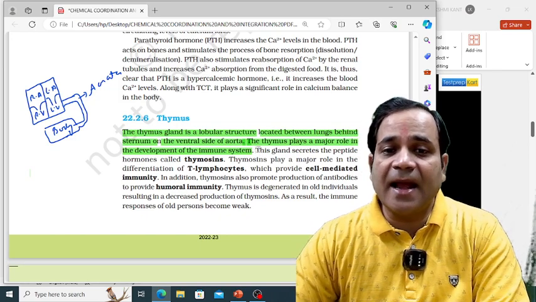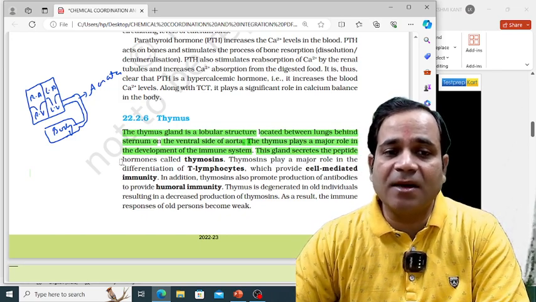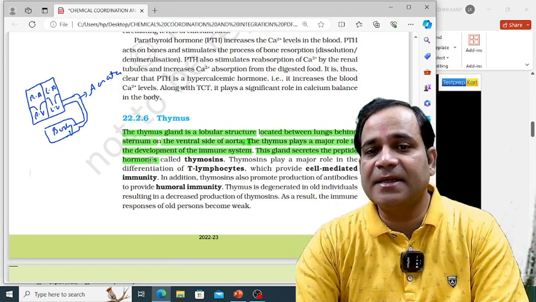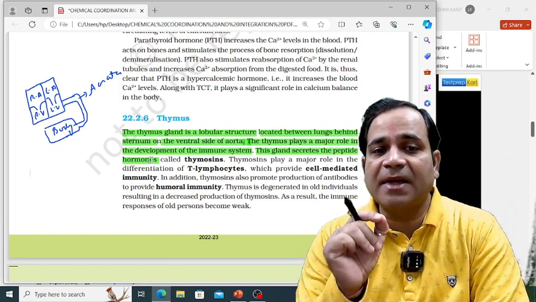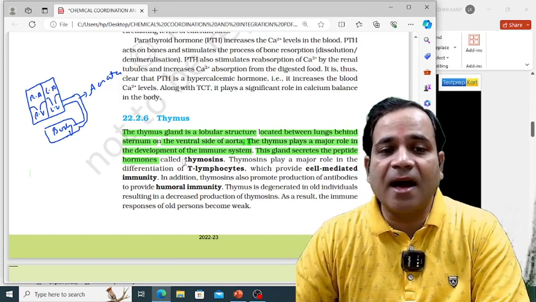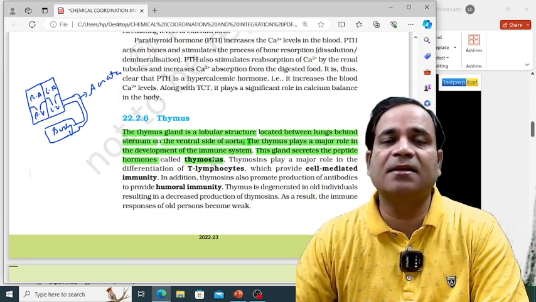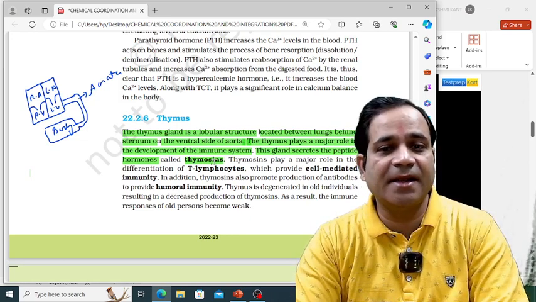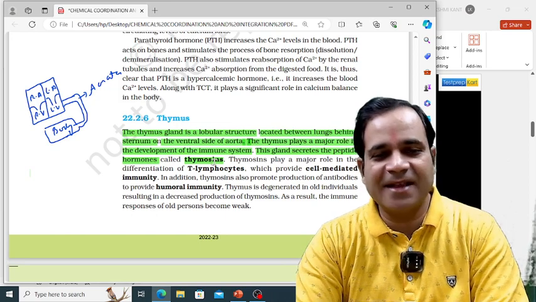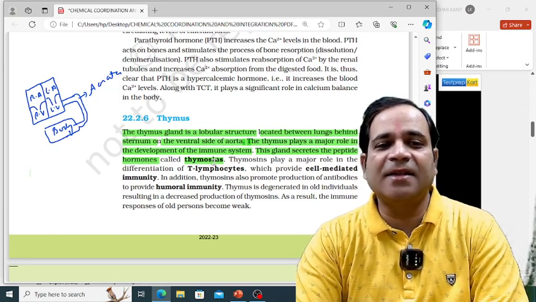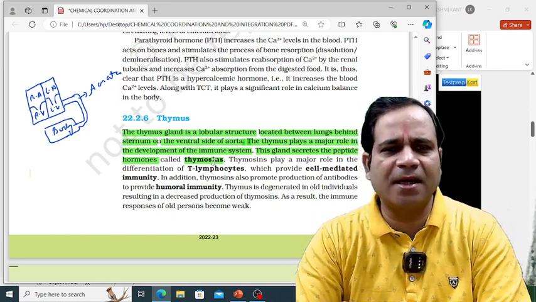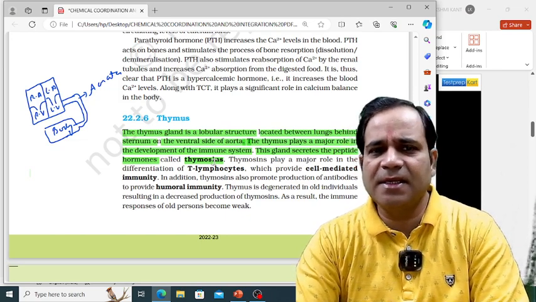Now, this gland secretes a peptide hormone. Which type of hormone is secreted from this gland? The gland secretes a peptide hormone, and that peptide hormone is known as thymosin. So thymosin is the hormone secreted from this gland, my dear. Yes, very good. Thymosin, and this thymosin is a peptide hormone, my dear. Okay, so if anybody asks you what the peptide hormone is, you say thymosin.